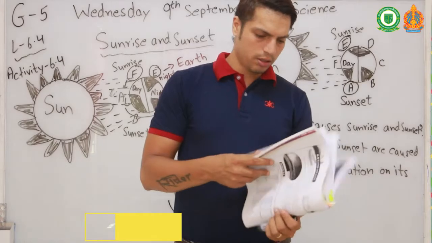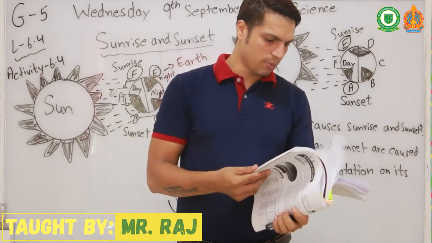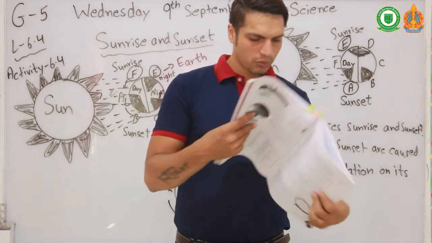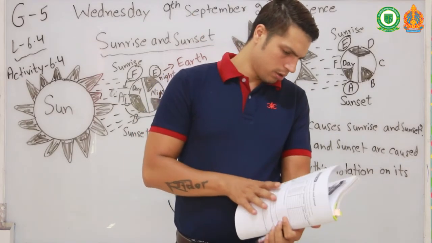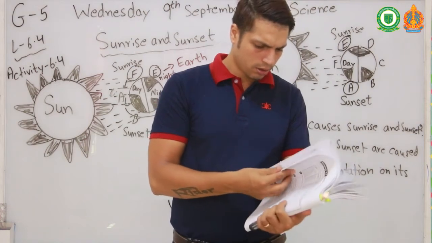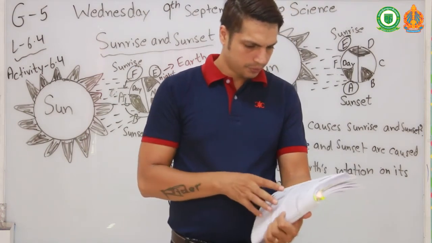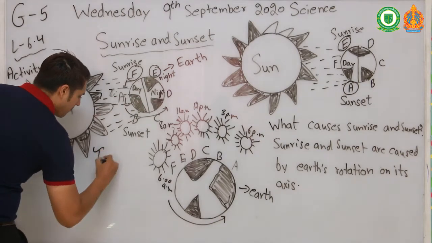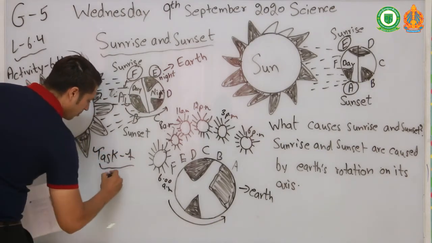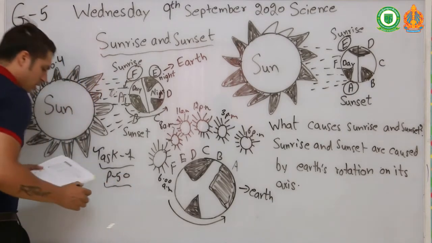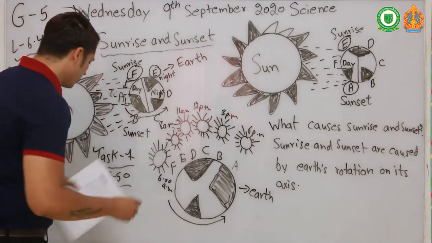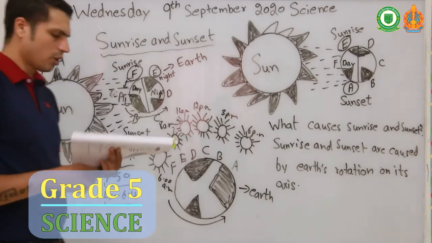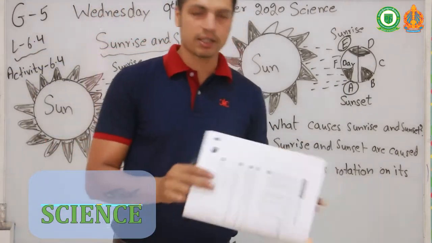So task 1. I can write down here, task 1, page number 50, exercise 6.4, sunrise and sunset, second part of your book.